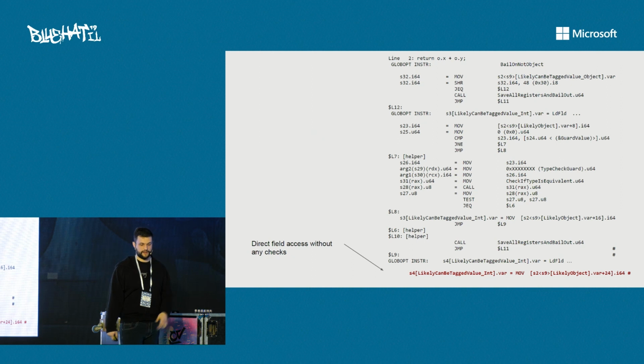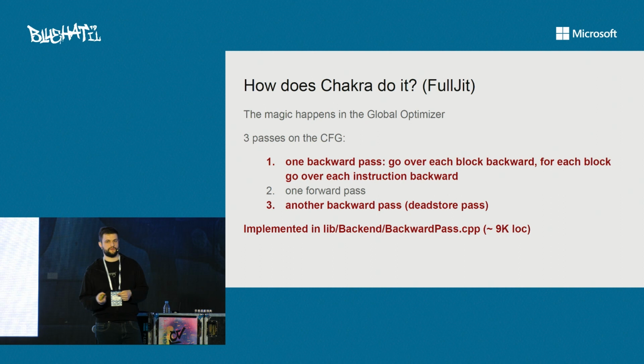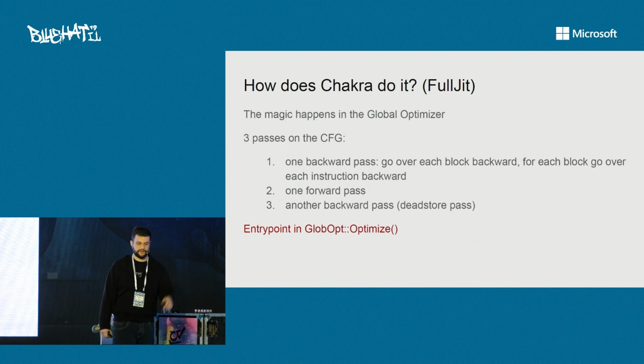And I'll try to explain a bit how Chakra does it. Most of the magic happens in the global optimizer. It's a 3-pass process on the CFG: one backward pass, one forward pass, and another backward pass, which is called the Deadstore pass. The backward pass algorithm is in backwardpass.cpp if you want to look at it. It's about 9,000 lines of code. The forward pass is in a bunch of files prefixed with globopt, and this is about 30,000 lines of code. So as you can guess, this is what we really care about. The entry point is in globopt optimized if you want to look at it yourself.